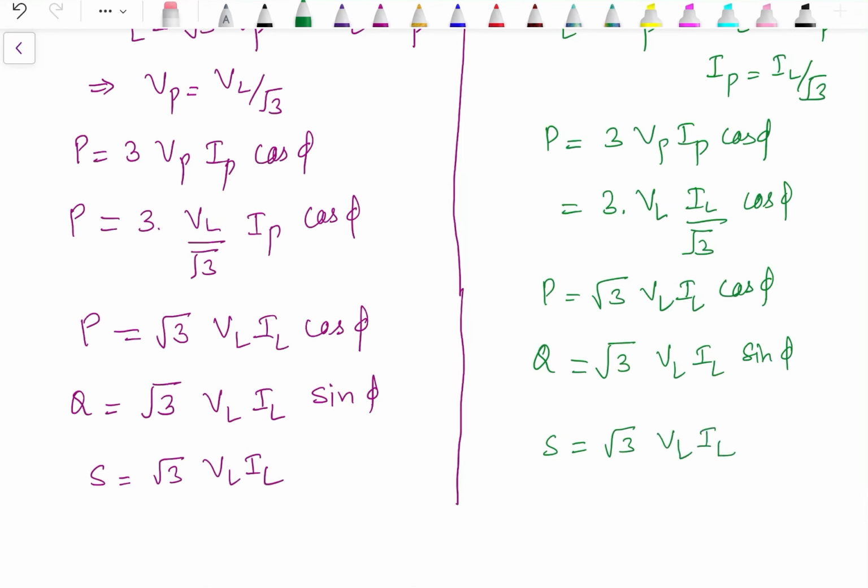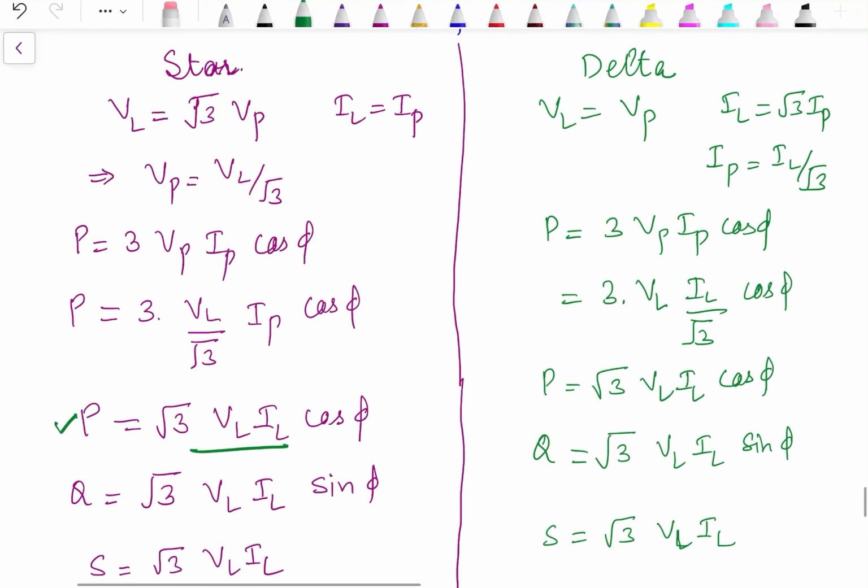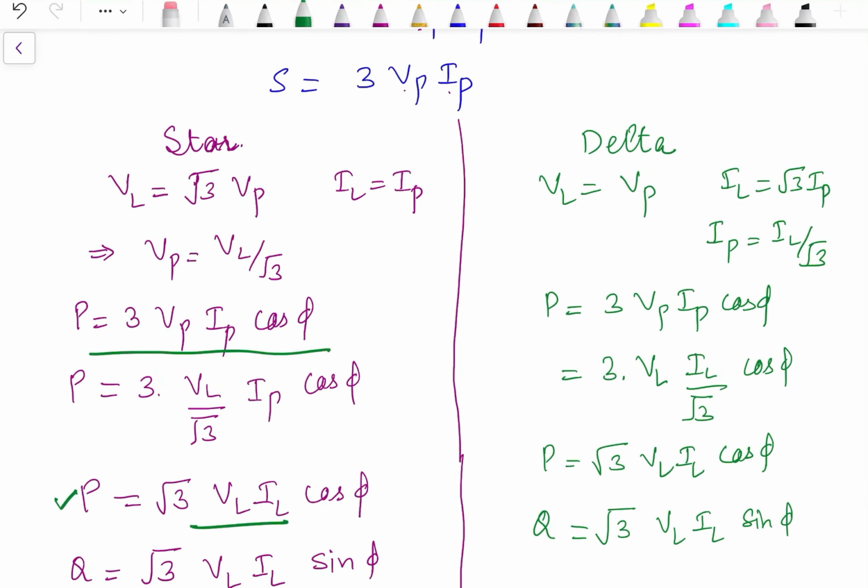So irrespective of the circuit, the relations for the active, reactive and apparent power are the same in terms of line quantities as well as in terms of phase quantities. Depending upon how the values are available to us, we can calculate the power with either this formula or this formula.